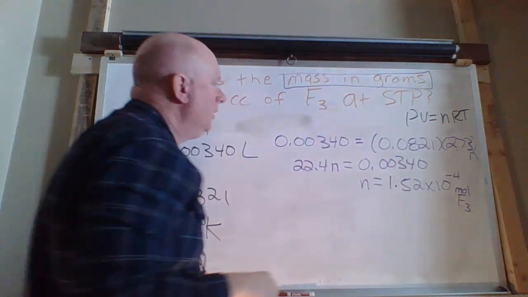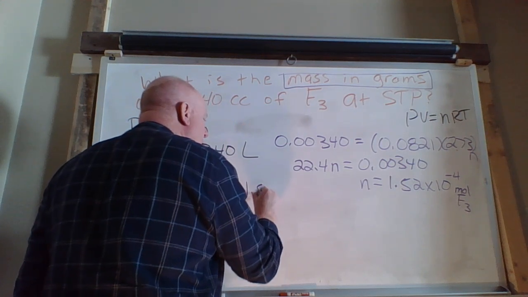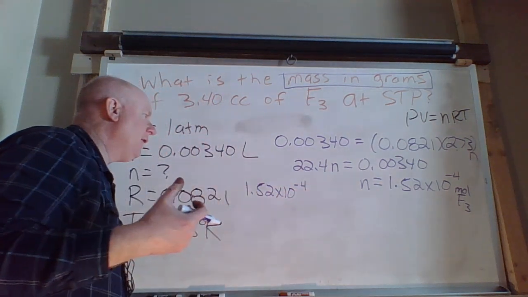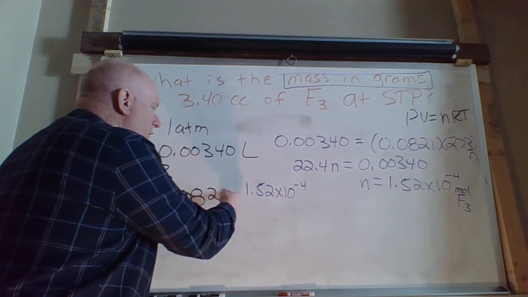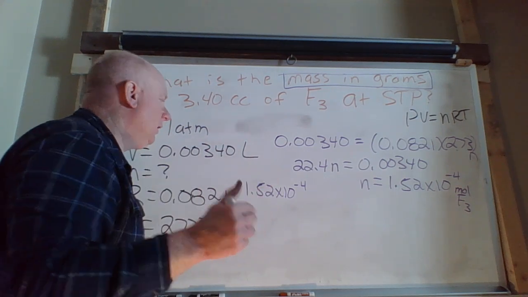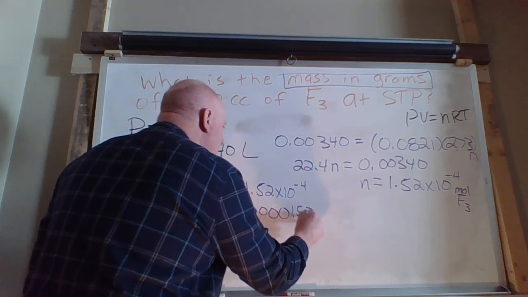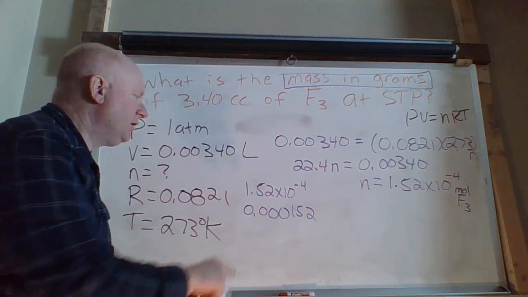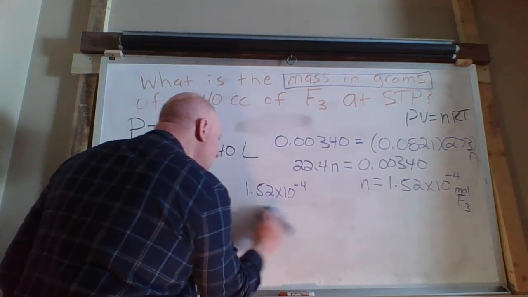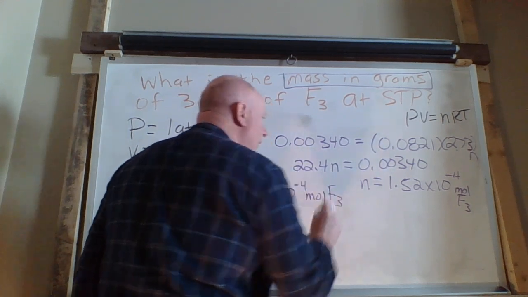Okay, so since we are dealing with a known substance, we can take that 1.52 times 10 to the negative fourth, or if you'd rather have it as a whole number, you just move this over 4 times in 0.000152. Okay, so these two numbers are the same, but if you'd rather just leave it in scientific notation, you can do that as well. Okay, so then again, this is moles of F3.